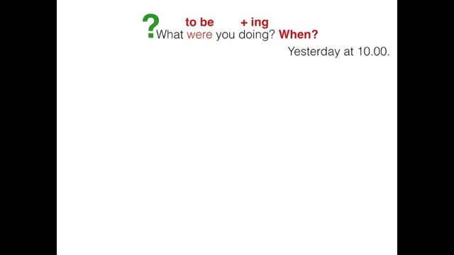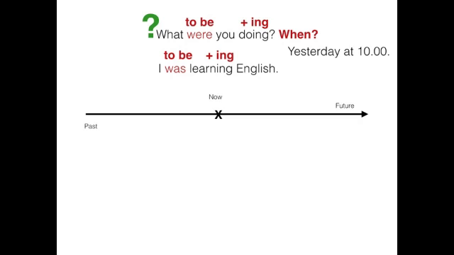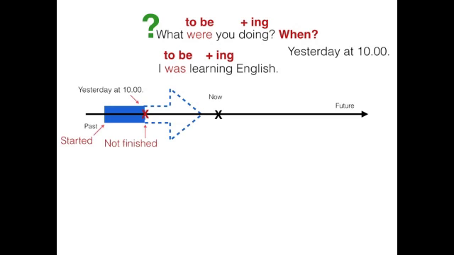Our answer here is I was learning English, which again uses the structure of to be in the past and ing on the end of the verb learn. If we show that on our timeline, we can mark yesterday at 10 as a reference point, and we see that I had started before 10, but at 10 I had not finished.